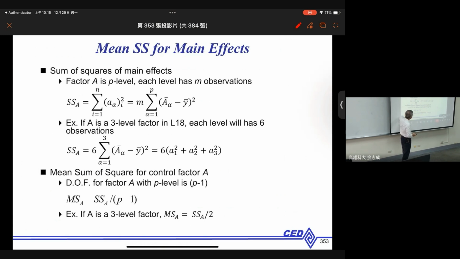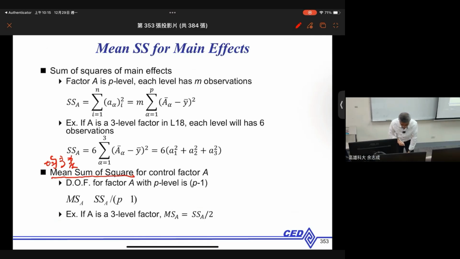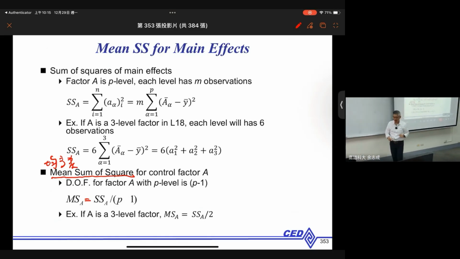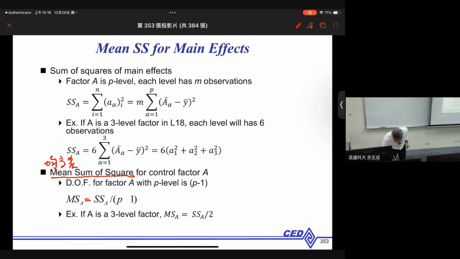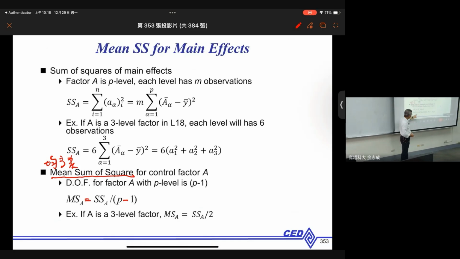So when we want to calculate the average sum of square for factor A, which we call the mean sum of square, it is the sum of square due to A divided by the degree of freedom. If factor A has P levels, then the degree of freedom will be P minus 1. In our L18 example, A has 3 levels, then the degree of freedom will be 2. So the mean sum of square due to A will be the sum of square of A divided by 2.